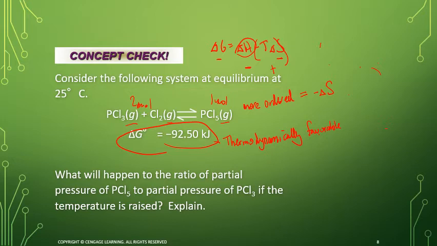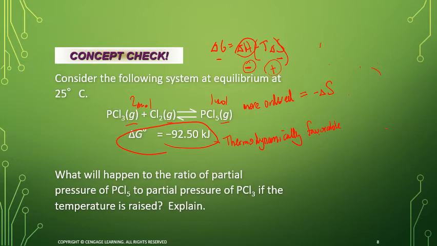So now when it says what will happen to the ratio of the partial pressure of PCl5 to the partial pressure of PCl3 if the temperature is raised. So now, thinking along this line, I have some negative value here, but since I'm subtracting a negative value for the delta S, and that product is positive, I would have a larger positive product when I increase the temperature. And so as a result of this, I would have a less favorable reaction that would take place.